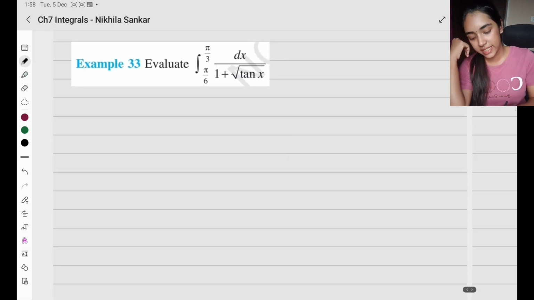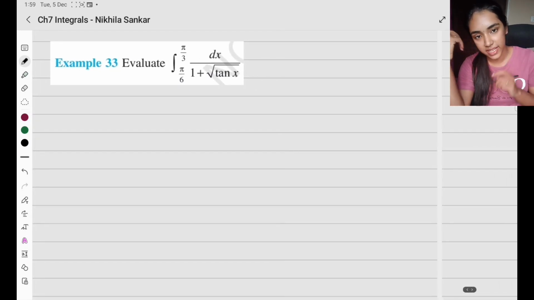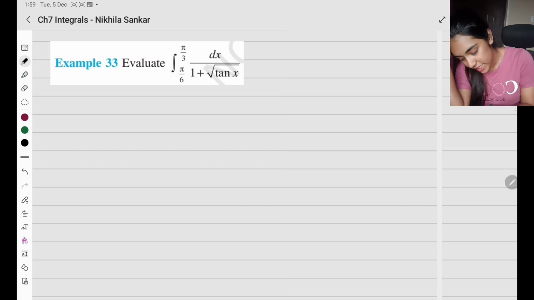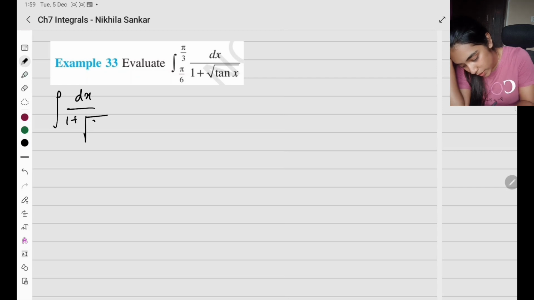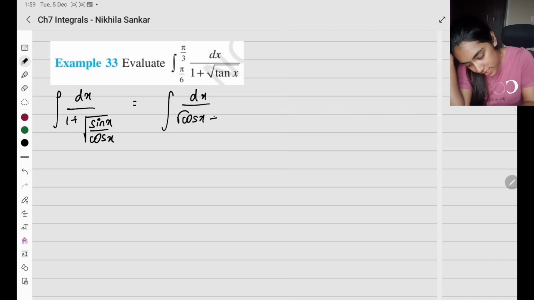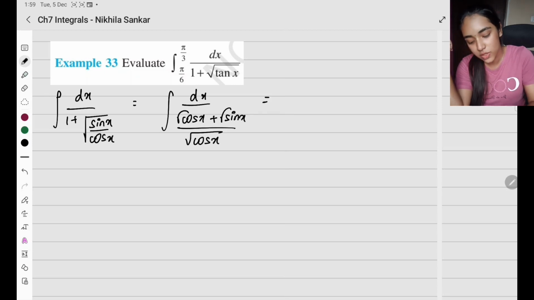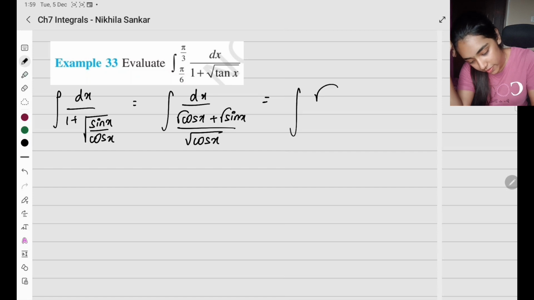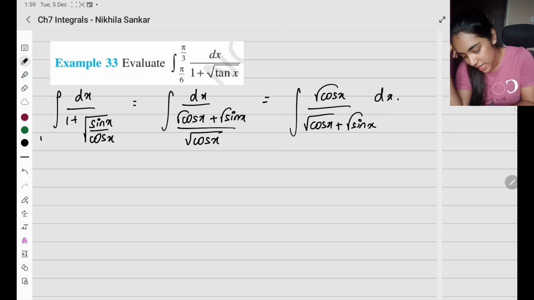Example 33. So I have 1 plus square root of tan x. What is tan x? Sin divided by cos. So what does the integral become? I have the integral to be dx divided by 1 plus square root of sin x divided by cos x. Taking the LCM, this is going to be integral dx divided by root cos x plus root sin x divided by square root of cos x. So the square root of cos x goes to the numerator. So I have root of cos x divided by root of cos x plus root sin x times dx, and my integral is from pi by 6 to pi by 3.